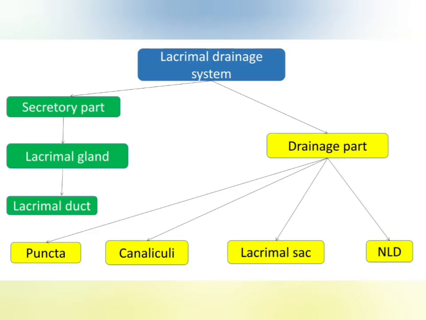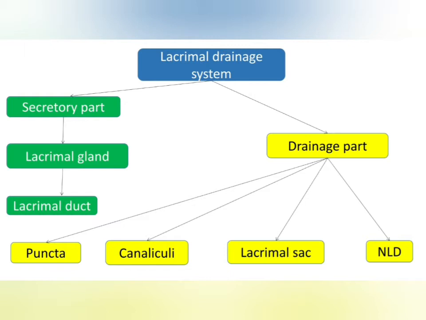The lacrimal drainage system has two main parts: one is the secretory part and the other is the drainage part. From the name we can easily tell that the secretory part is for secretion and the drainage part is for drainage. The secretory part includes the lacrimal gland and lacrimal ducts, and the drainage part includes the puncta, the two holes that we see in the nasal canthus.